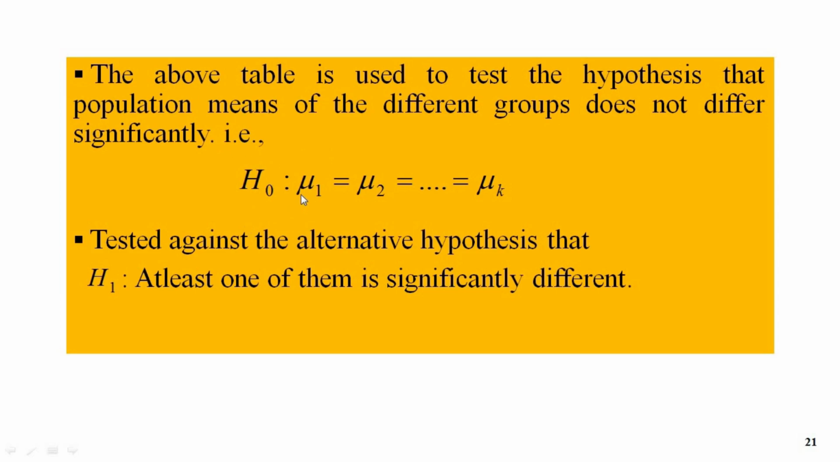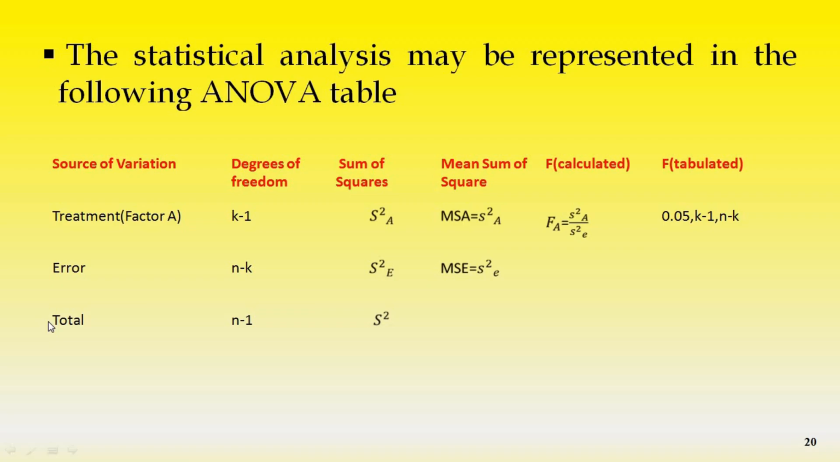That is, H0: mu1 equal to mu2 equal to ... equal to mu k. And this is tested against the alternative hypothesis H1, that at least one of them is significantly different. So from here, how can we give the conclusion for our ANOVA table?